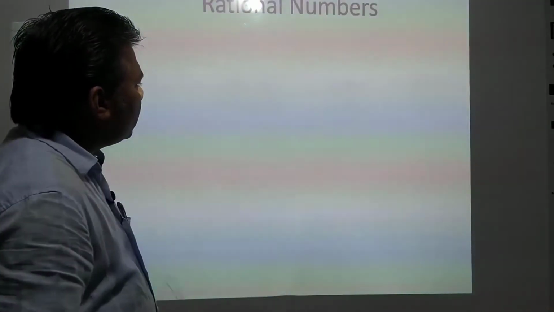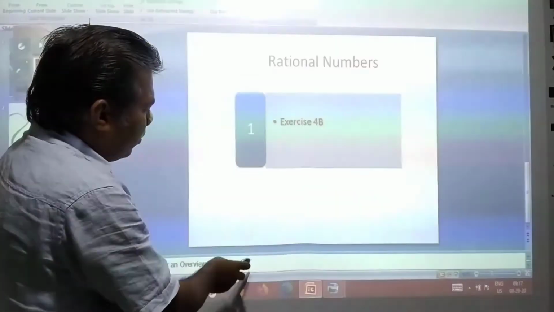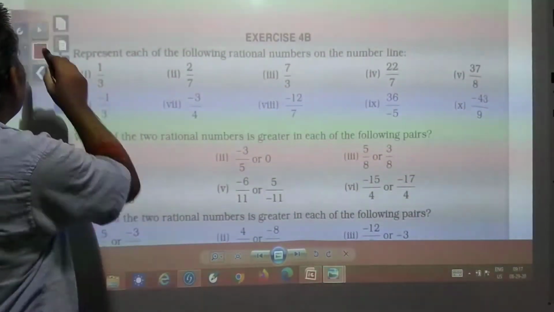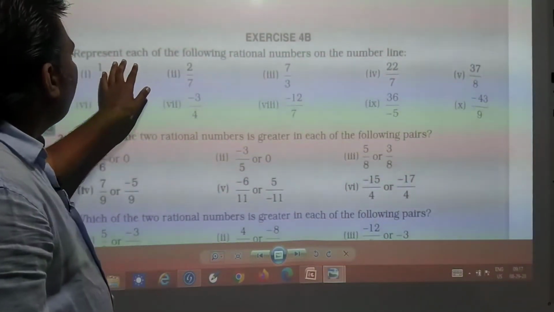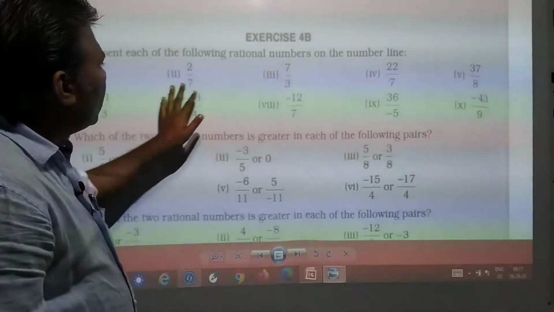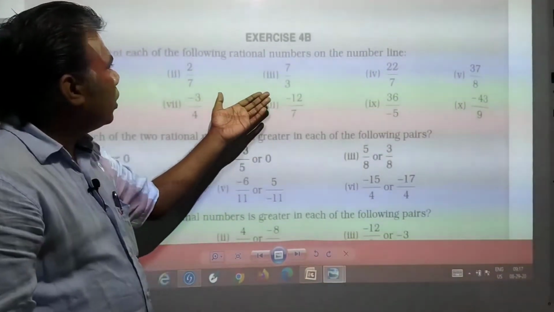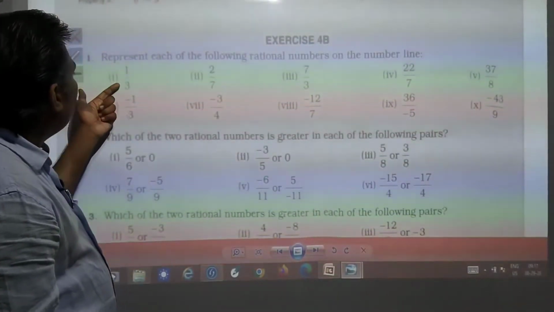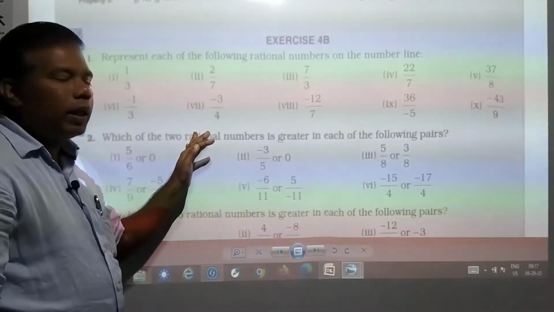So let's start. Today we will see exercise 4b. We have the first question. In the very first class it was told, if you remember, represent each of the following rational numbers on the number line. So these rational numbers have been given, and they are required to be represented on the number line. The first question is 1 by 3. Already it was told, so I don't think you will have any problem.